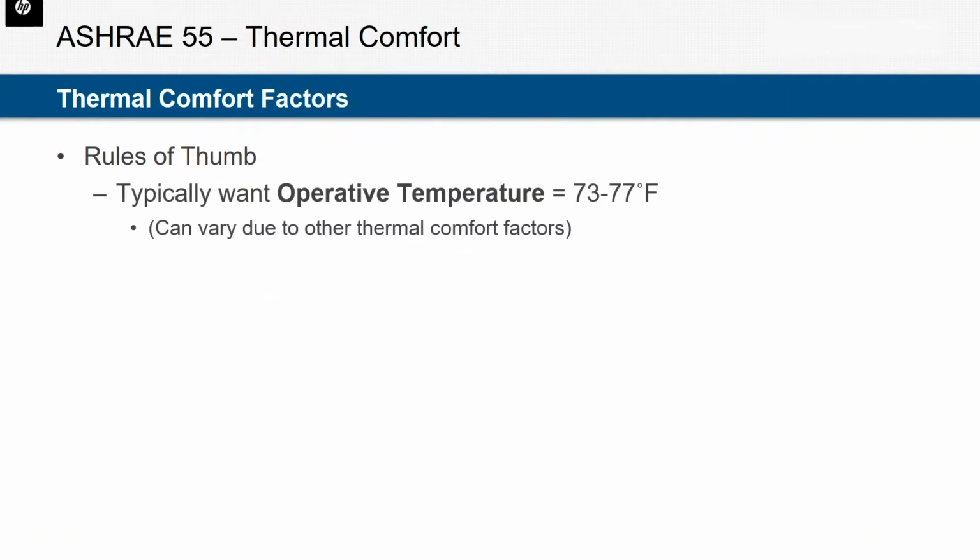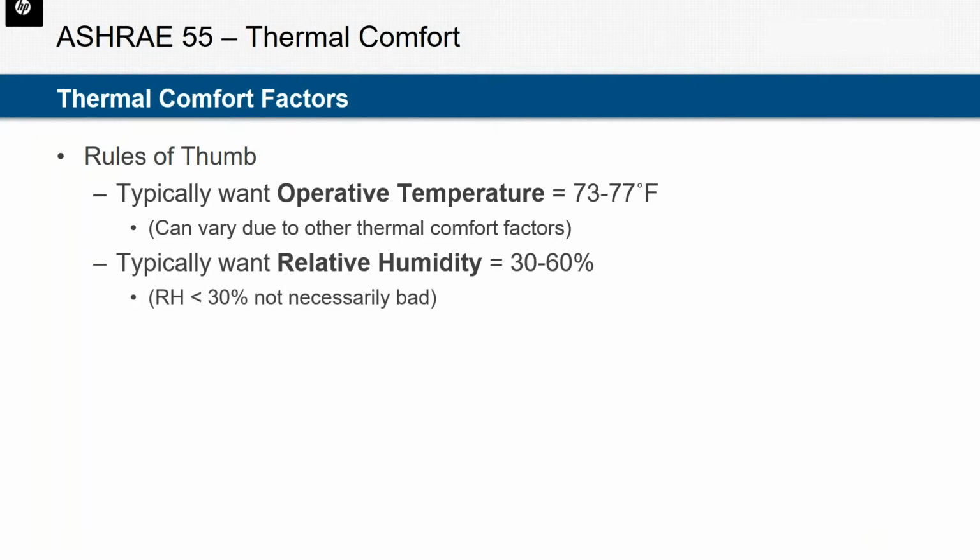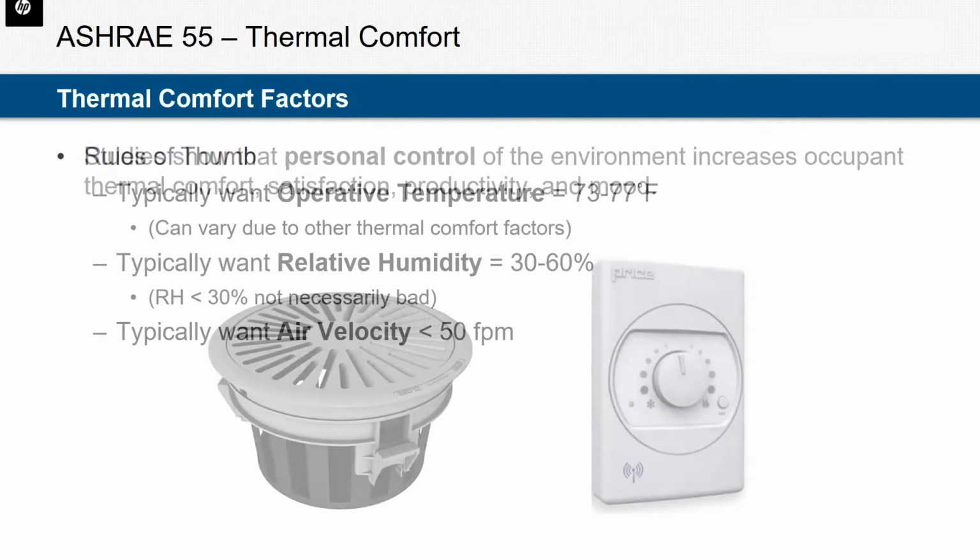All right, so we've got some rules of thumb. In general, we want our operative temperature to be between 73 and 77 Fahrenheit. That might seem a little high, but keep in mind that takes into account the radiant effect, which is usually going to make it skew warmer. We want our relative humidity to be between 30 and 60%. Less than 30% is not necessarily bad from a thermal comfort perspective, but it can create dry eyes, dry noses. It can create other discomfort. And we generally want our air velocity to be less than 50 feet per minute in the occupied zone.